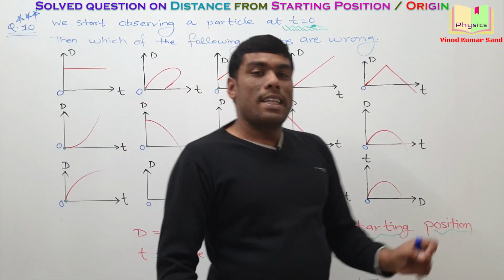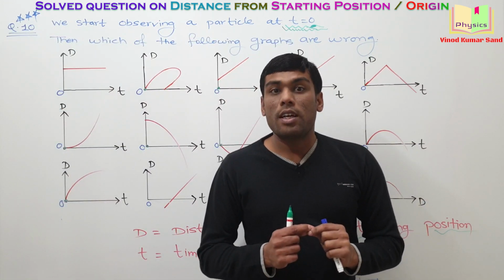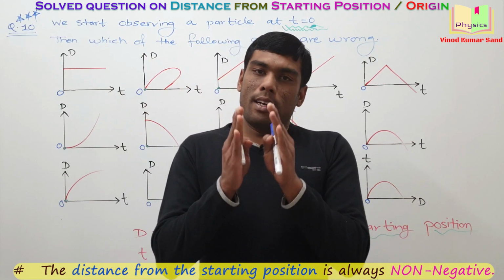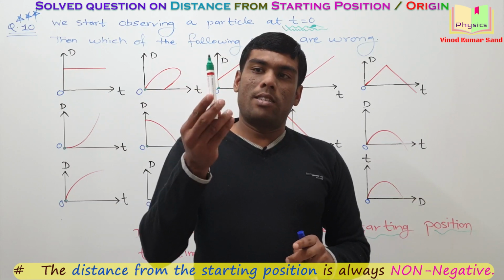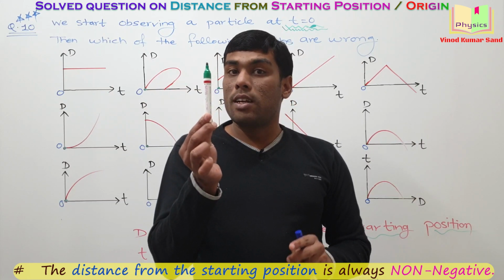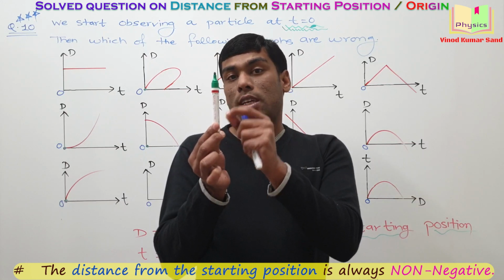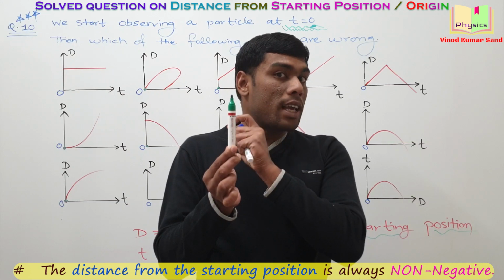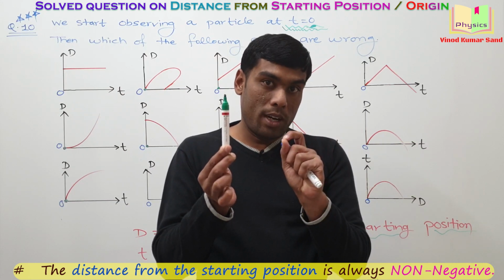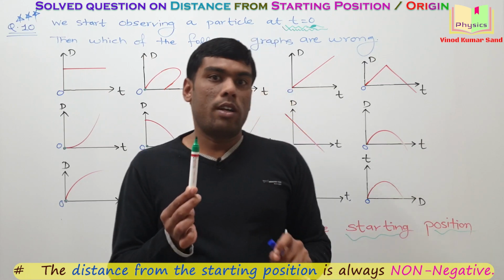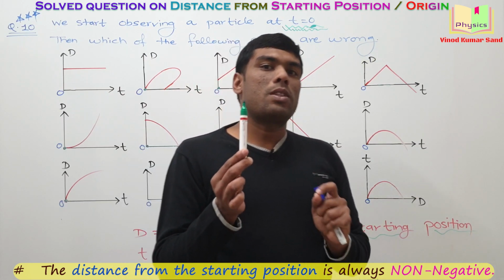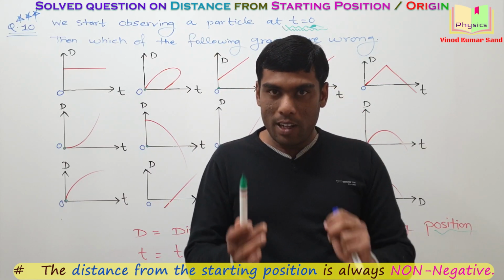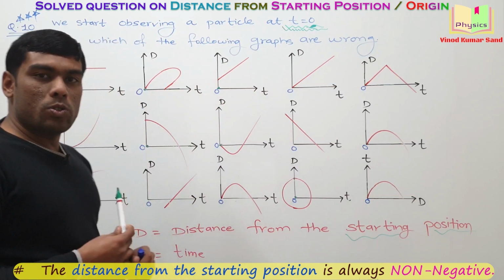Okay. The distance from the starting position is always non-negative. For example, there is some starting position. Let's say you indicate the starting position here. Then the distance from the starting position can be 0 or can be positive. Distance from the starting position can never be negative. So note it down first. If you understand this statement clearly, you can easily answer all these questions.